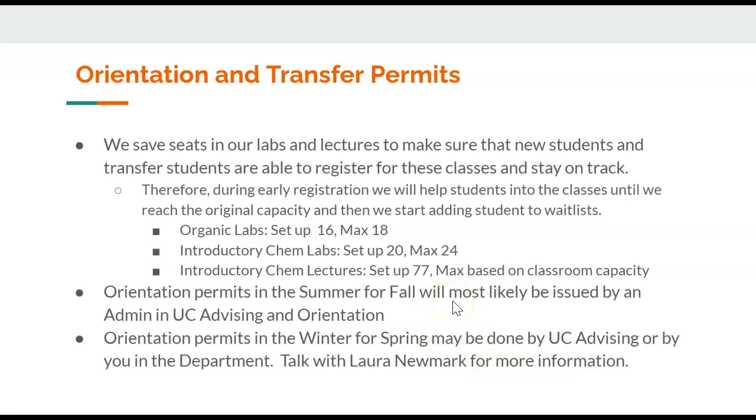So orientation permits for the summer, for the fall semester, will most likely be issued by the admin in UC Advising and Orientation. And that's actually where I'm going. So I will most likely be helping you out on that end. But during the winter for the spring semester, it might be me or it might be you in the department. Laura Newmark is the contact in UC Advising. She's really helpful and can talk you through that.